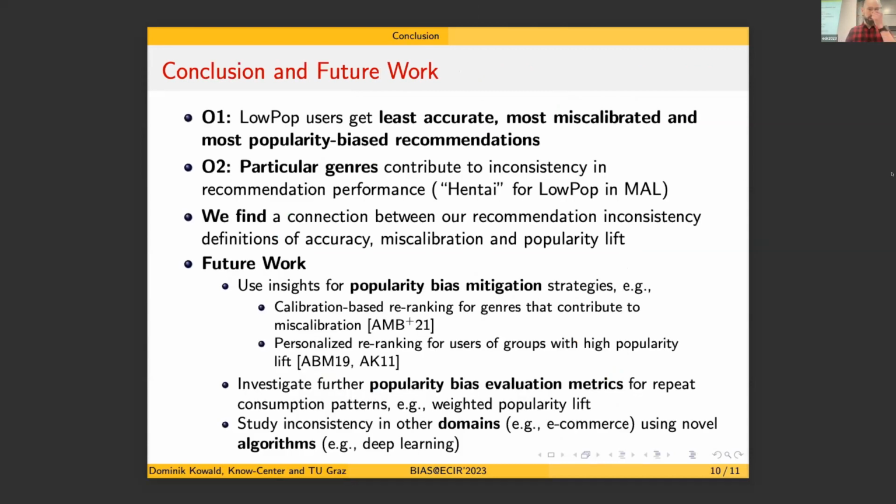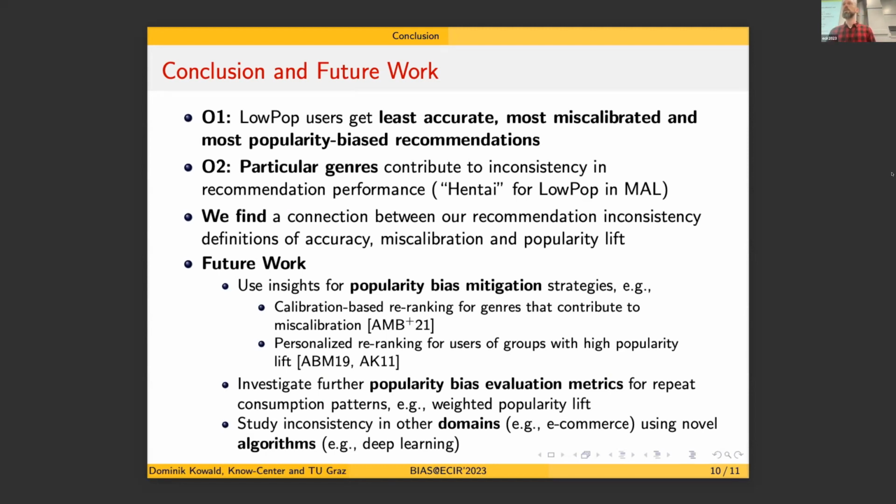Okay, summing this up, we found that these low popularity users get the least accurate recommendations, the most miscalibrated ones, and the most popularity biased ones. So in general, all these three metrics are aligned. And we also found that particular genres contribute differently to the inconsistency of recommendation performance. And this is especially given for this hentai genre for the low popularity users.